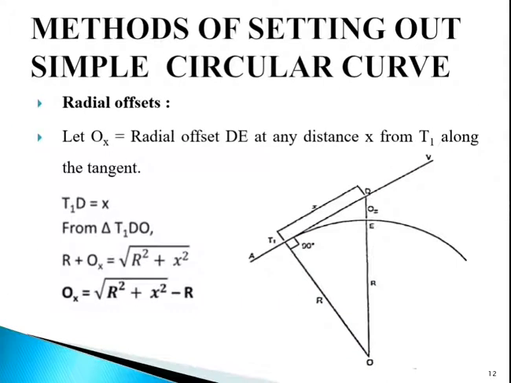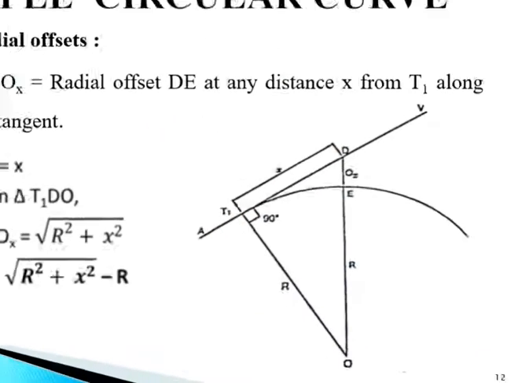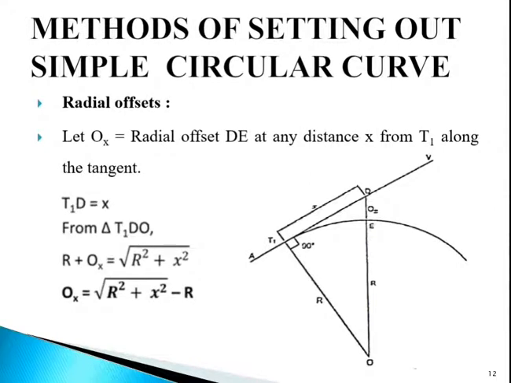From the figure, T1D is equal to x. From triangle T1DO, R plus OX is equal to under root R square plus X square. Further simplifying, OX is equal to under root R square plus X square minus R. So this is the radial method.